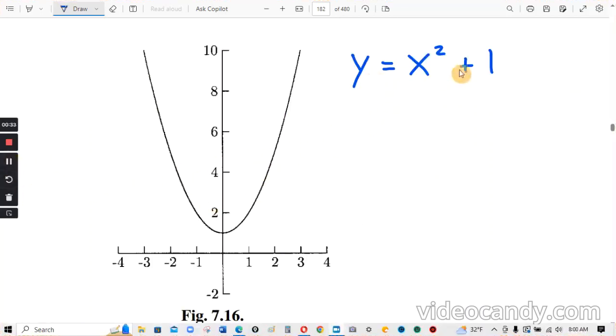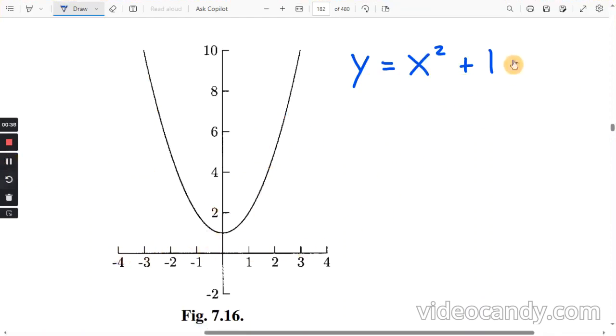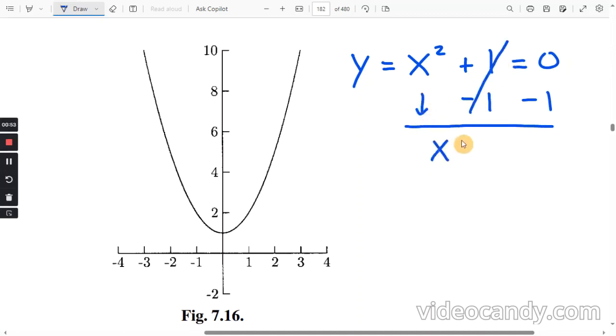All right, so this is the graph, y equals x squared plus 1. And if we tried to find the zeros, if we set it equal to 0 and solve for x, we could do minus 1 on both sides. 1 minus 1 cancels. Bring down your x squared, and that equals negative 1. And of course, taking the square root of both sides, the square root of x squared is x. When you do square root on both sides, you need plus minus. And the square root of negative 1 is just i.